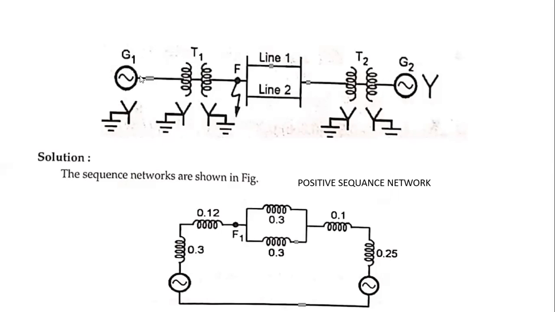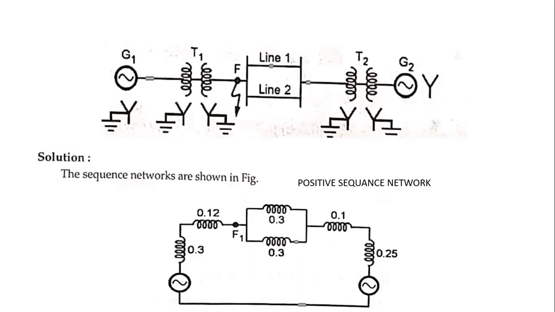First of all, we draw the sequence network diagrams for this single line diagram. After completing drawing the sequence network diagrams, we calculate the fault currents for various cases. In that question, we are given two cases, that is double line to ground fault and line to ground fault.